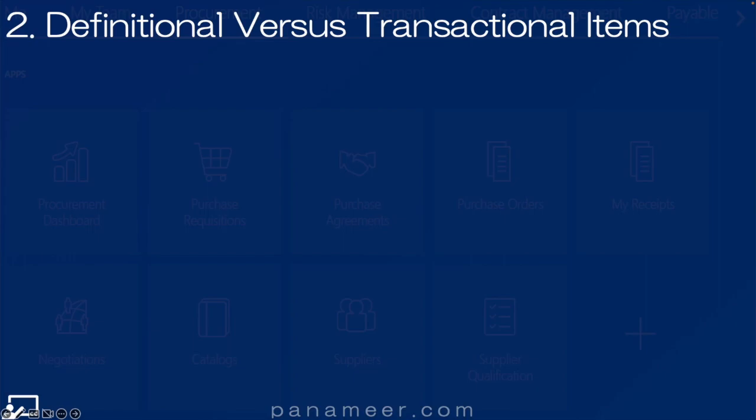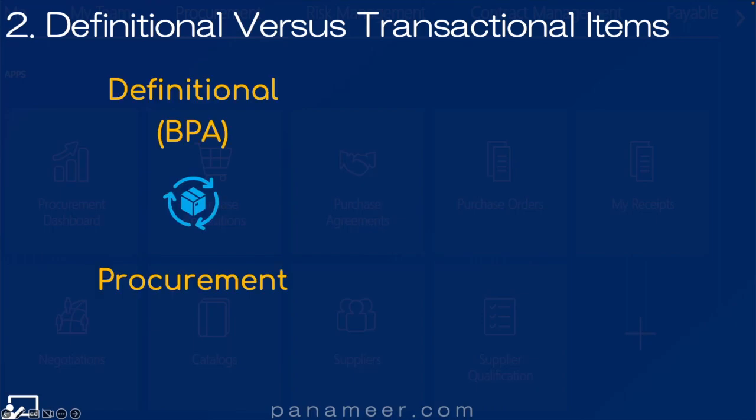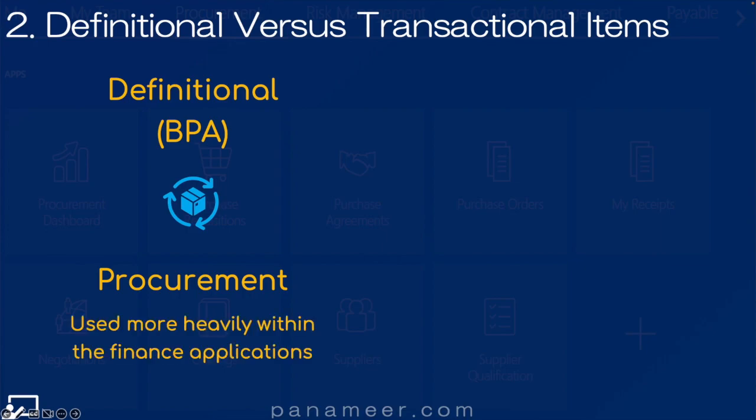Slide 2, definitional items versus transactional items. This is very important. Definitional items are created by adding lines on a BPA from within the purchase agreements application that's in procurement. These types of items are used more heavily within the finance or procurement applications or self-service procurement.